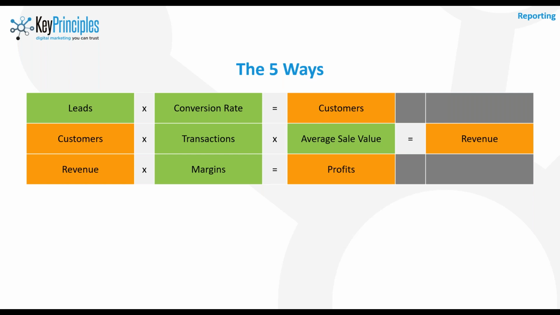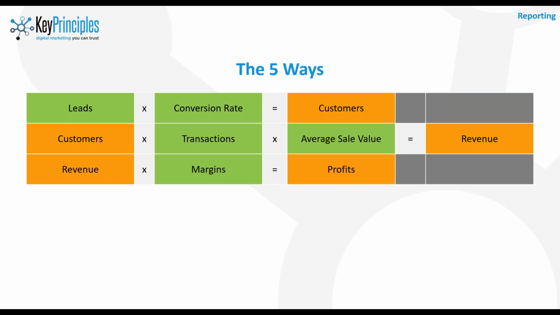As I say, there are of course different versions of this, but this is the one that we wanted to follow. So basically, leads times conversion rate gives you the number of customers. Then if you can increase the number of transactions that a customer has and or the average sale value, then you can increase your revenue. If you can increase your margin, then you can increase your profit.